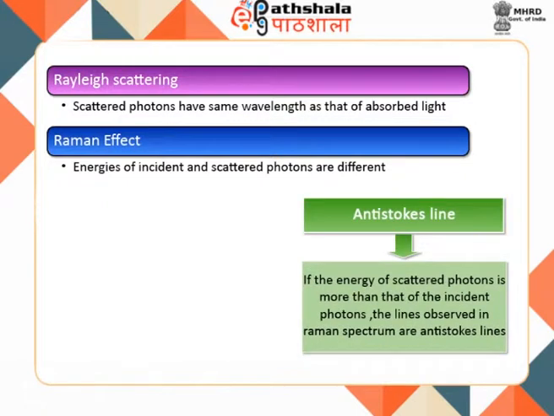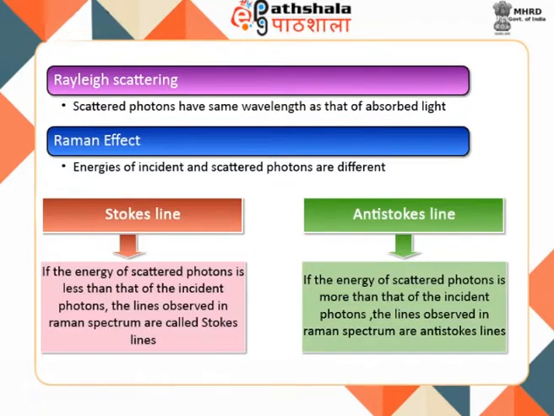If the energy of the scattered photons is more, that is, the frequency is more than that of the incident photons, the lines observed in the Raman spectrum are known as anti-Stokes lines. And if the energy of the scattered photons is less than that of the incident photons, the lines observed are called Stokes lines.